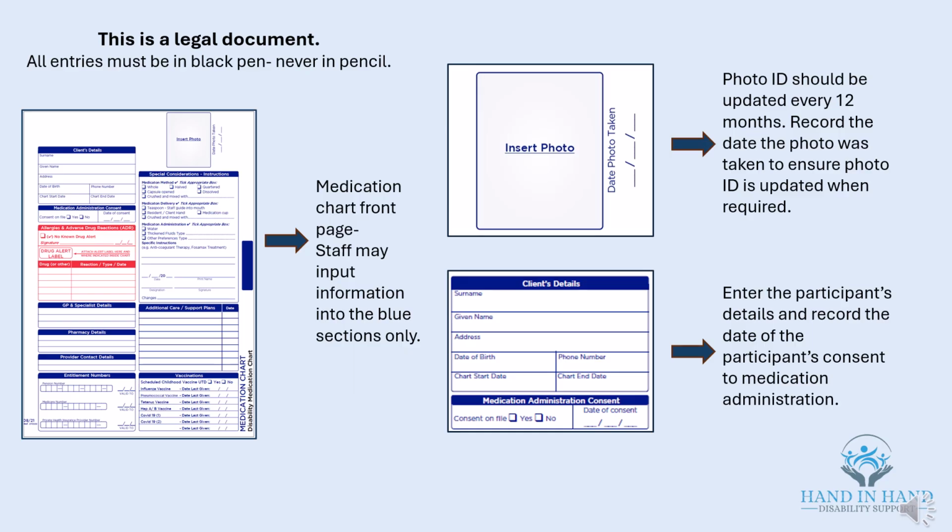Any refusals, missed doses, or withheld doses must be documented using the designated dose omitted codes located on the back page. Red pen should be used where available. Front page of the medication chart. Staff may only input information into the blue sections.